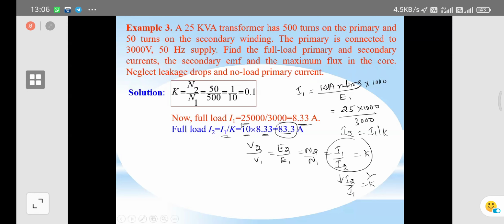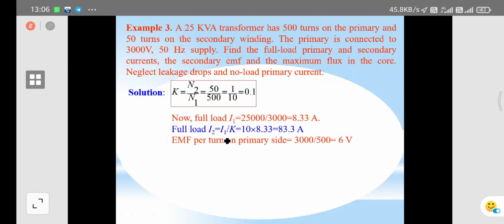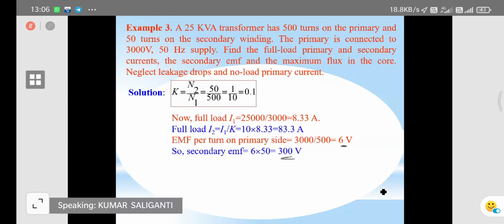So only 3 or 4 members are doing this problem. EMF per turn on the primary side, what is it here? EMF per turn is 3000 by 500, so you can get 6 volts. And what about the secondary EMF? It is 6 into 50, that is 300 volts. So how to get this value here?